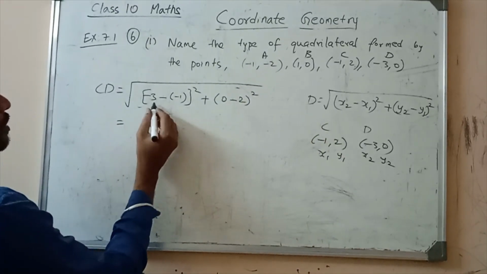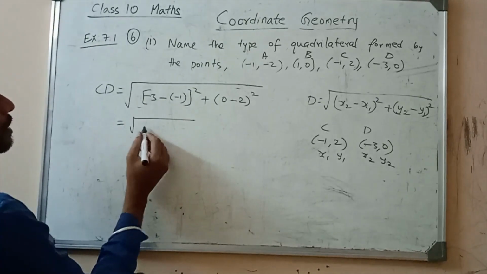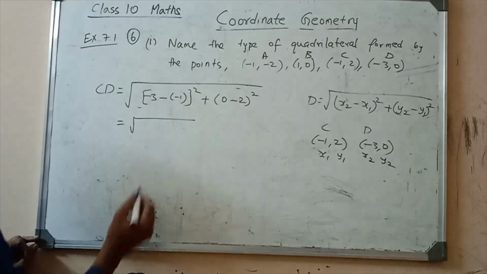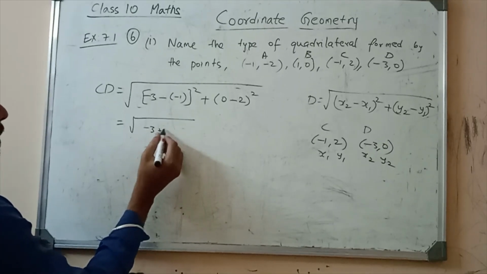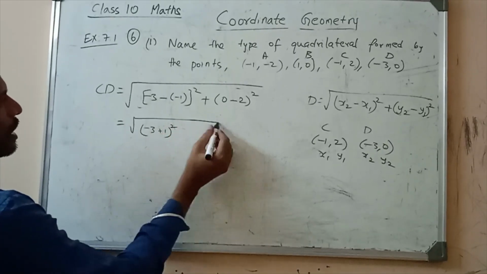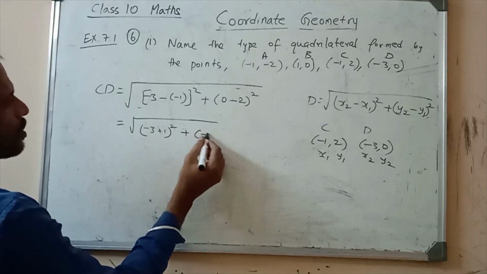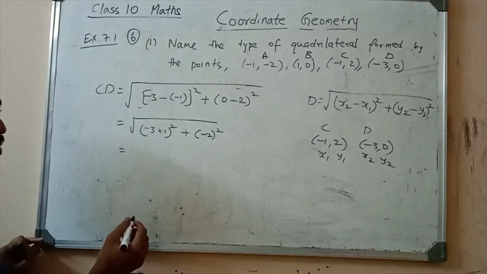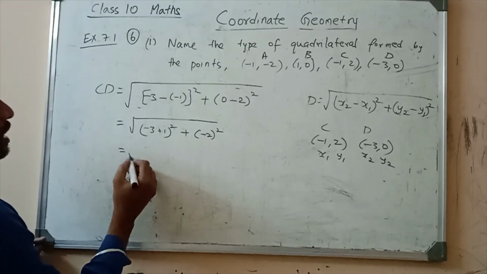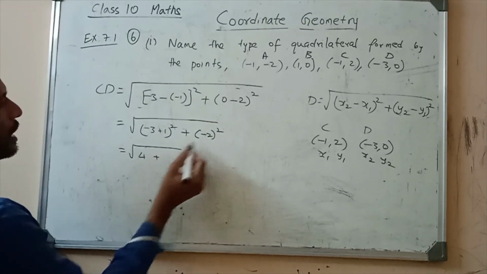So now minus 3 plus, minus into minus will become plus. So minus 3 plus 1, the whole square, here minus 2 whole square. Minus 3 plus 1 is minus 2 only. So minus 2 square becomes 4. And then here also 4.